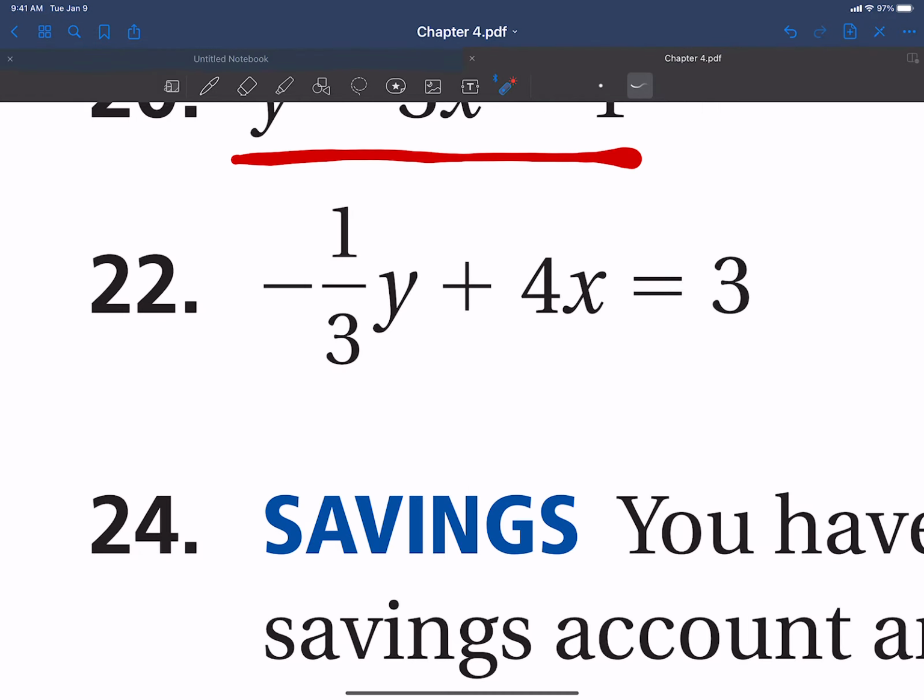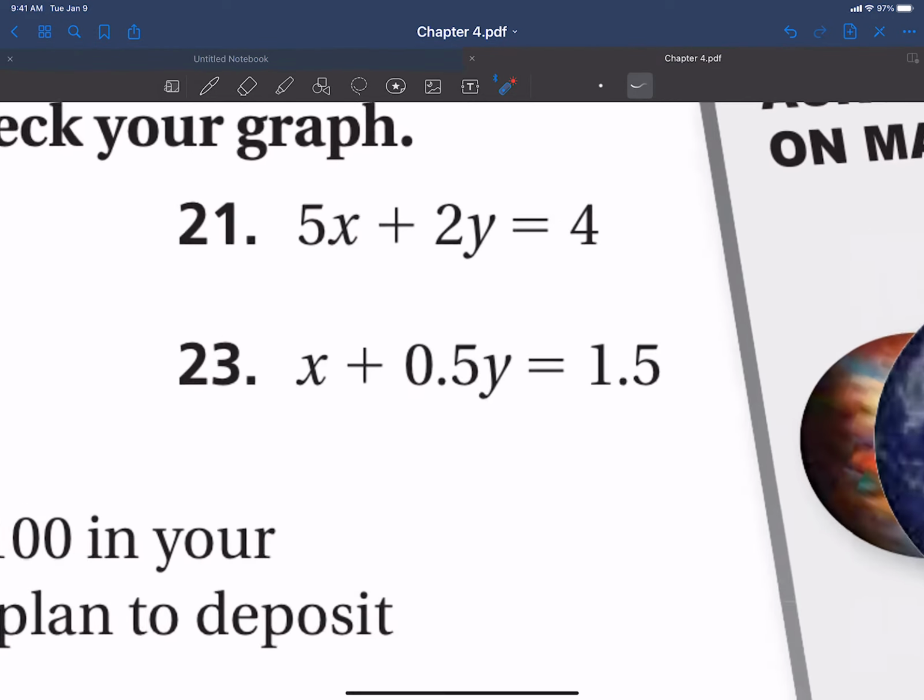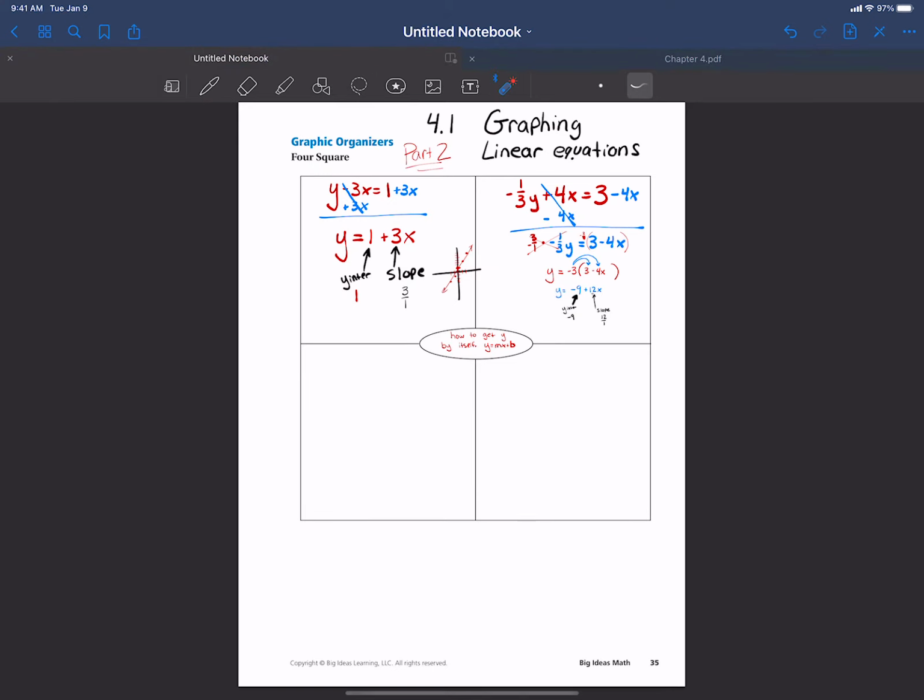All right, let's do another example. Let's do 5x plus 2y.